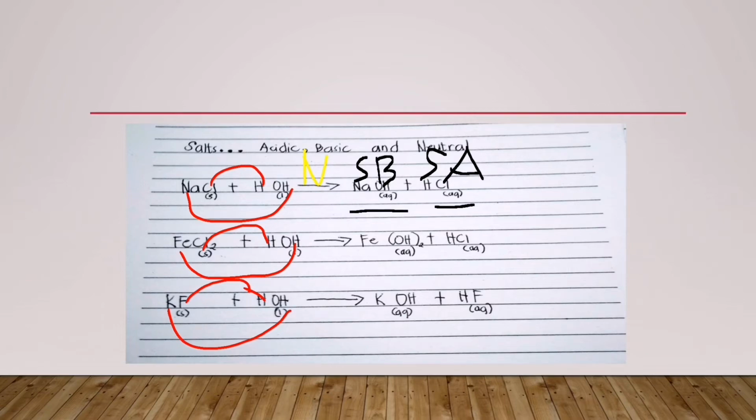So in the second equation, we have here a weak base, and this is a strong acid. So when a weak base and a strong acid come together, what will it form? Basically the strong acid wins. So this solution is acidic.